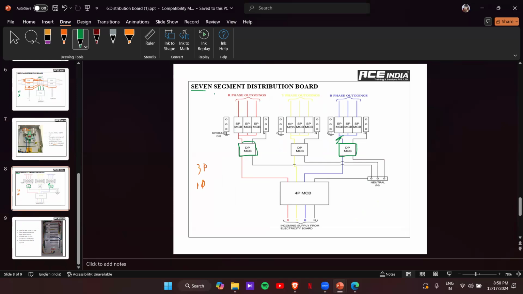Okay, so that's the difference between the 7-segment and our TP and DB. Obviously it will be costly, but this one is mostly used in commercial spaces, and in spaces where we need proper power distribution. Those spaces we can use the 7-segment DB.